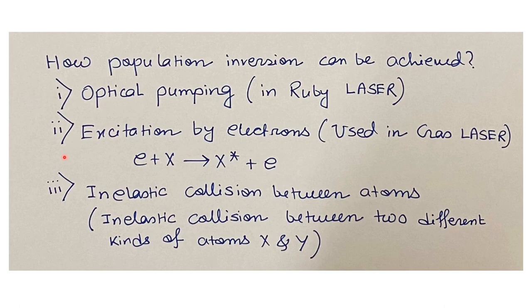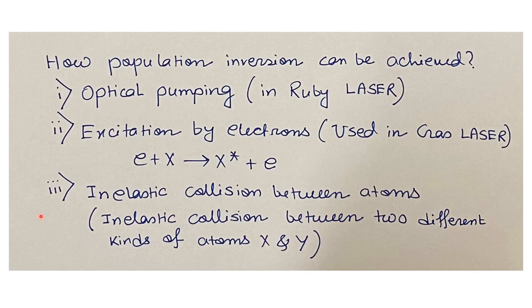The second one is excitation by electrons, which is usually used in gas lasers. What people do in this case is the gaseous system is heated by a high energetic electron beam, so that the electrons' energy will be absorbed by the atoms and they will be excited. So we will get more and more gaseous atoms in the excited state.